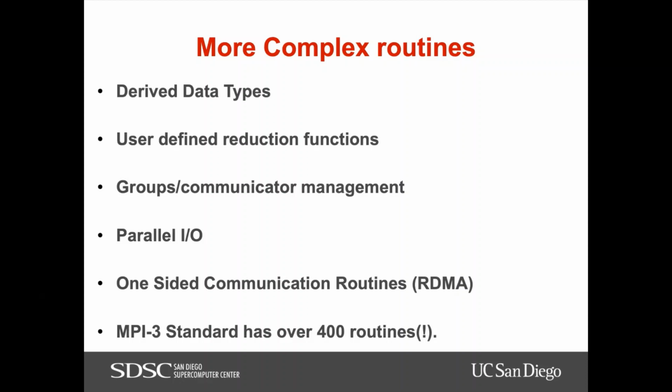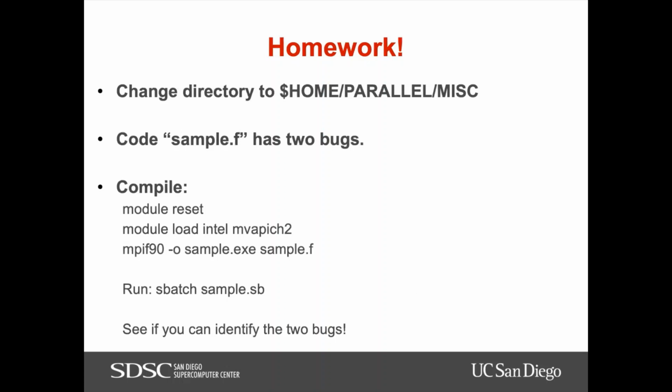We didn't look at the one-sided communications, which can do the remote direct memory access that I was talking about. And this is what helps you lower the latency even more in terms of network. The MPI 3 standard has over 400 routines, so you can look at that. I threw one code in there which has 2 bugs. Again, this is not something you have to do today, but you can poke around and see if you can find these bugs. But basically, there is something there.